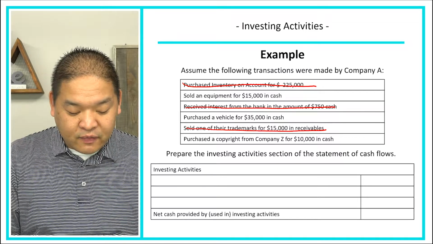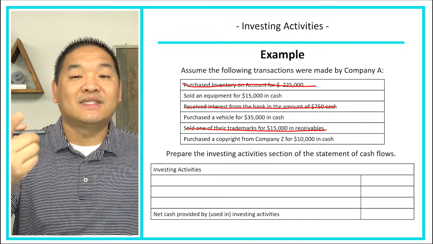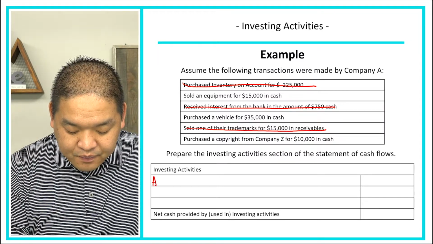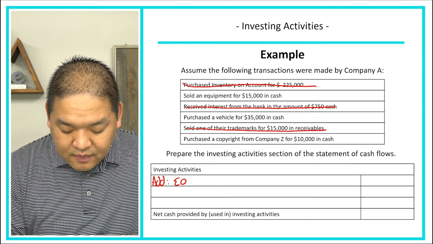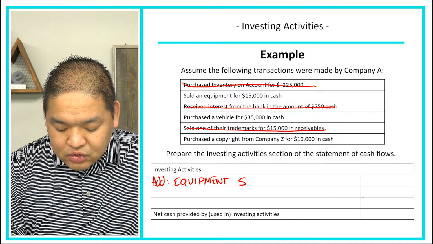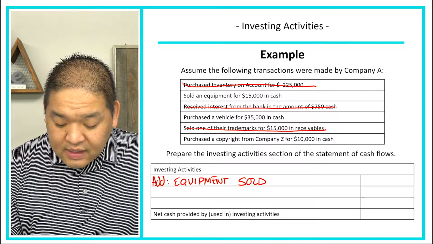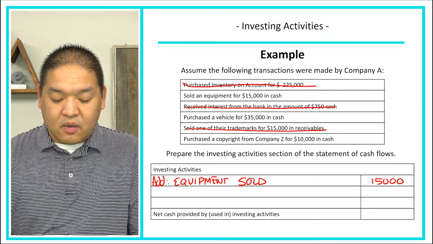So in this case, we'll start with the first one. We sold an equipment for $15,000 cash. So if we sold it, then we received cash of $15,000. So we're going to add equipment sold. And in this case, we're going to add $15,000, and then we can go on to the next one.